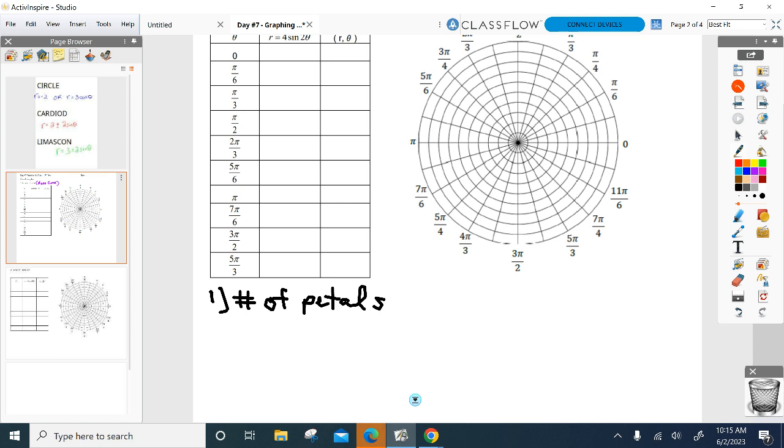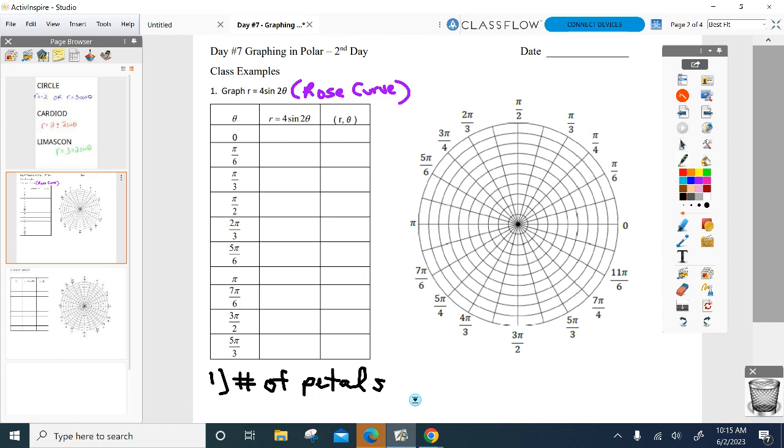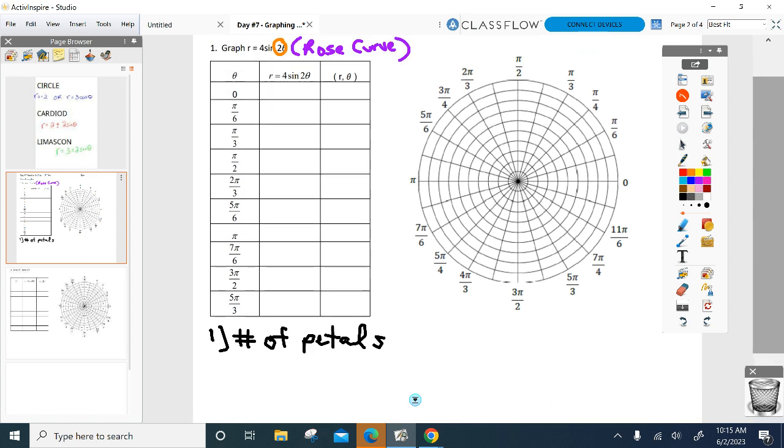How many petals am I going to have here? That's all determined by the equation. Ready? You look at the number in front of theta. Even or odd? Even. So if that number in front of theta is even, the number of petals will be 2 times that. So if even, which it is, it's going to be 2 times, in this case, 2. So we're going to have 4 petals.